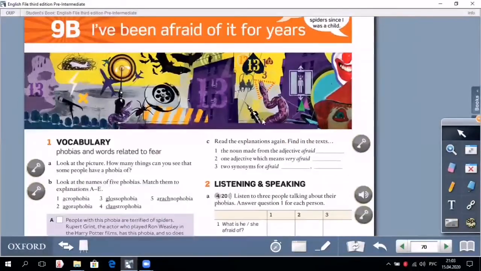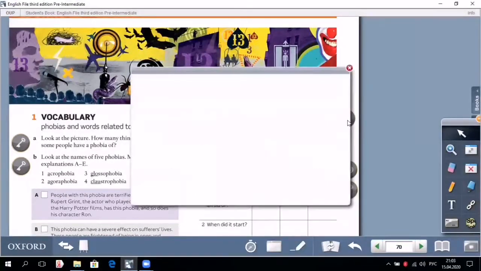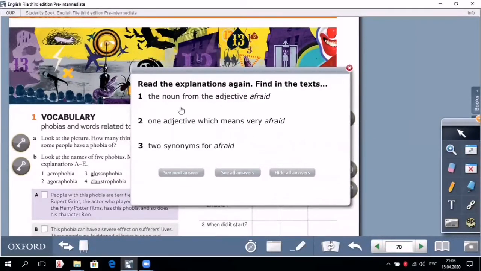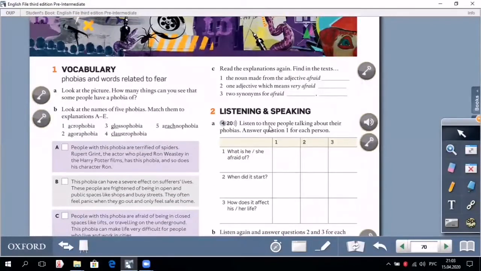Then we have here again some explanations. Find in the texts the noun made from the adjective afraid. It's connected with our grammar, be afraid. Then one adjective which means very afraid, and two synonyms for afraid. So let's see the words here. The noun from the adjective afraid: fear. And one adjective which means very afraid: terrified. Two synonyms for afraid: frightened and scared. And we have also listening here, listening exercise 4.20.